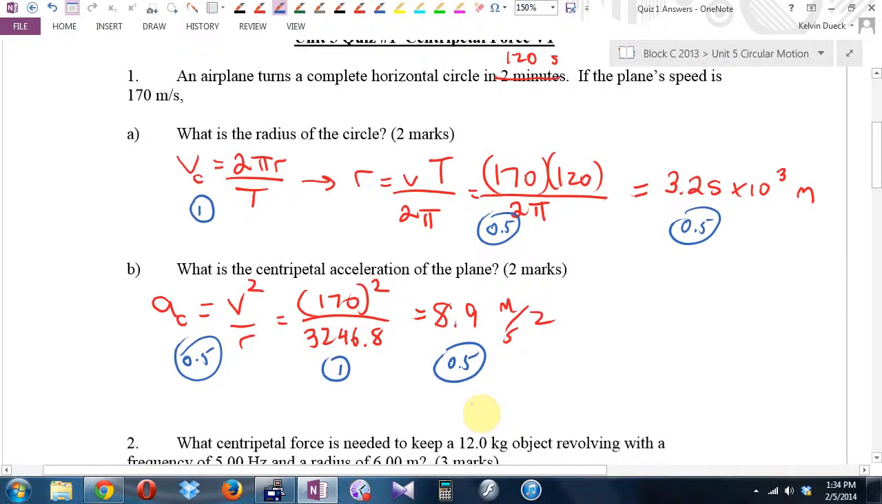Did anybody use the period one? 4 pi squared r over t squared? Did that need to be done? Okay, good.